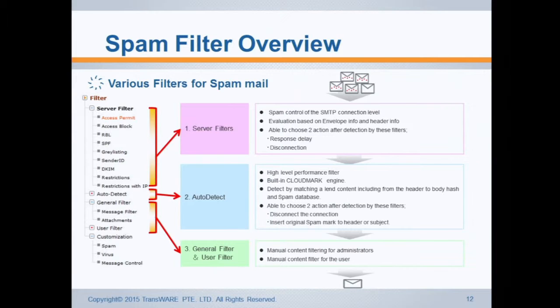The second, the auto-detect filter, is a high-performance filter that is proud of a high detection rate. This filter is based on an engine of CloudMark in USA. It divides the mail contents including from the header information to the mail body into multiple parts and matches the latest spam data to detect spam. To deal with spam which flows in temporarily in huge quantities, a content filter which can be manually set up by the administrator has been prepared, and also a user can set their own content filter which is different from the administrator settings.